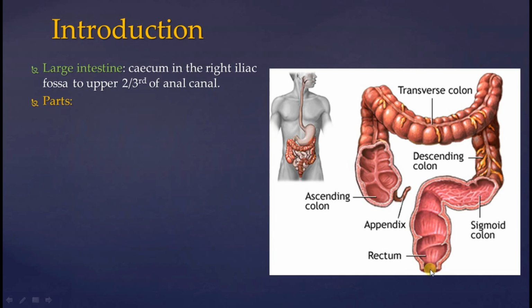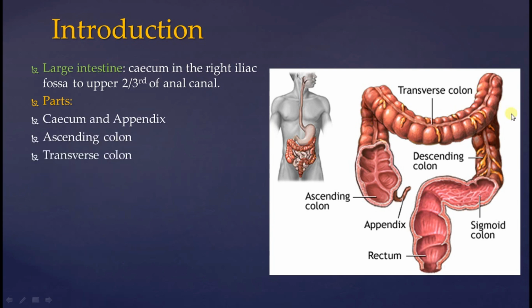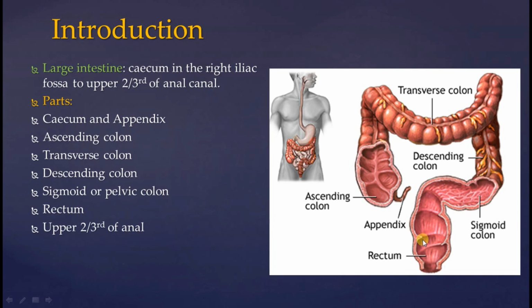So to just name the parts of the large intestine, it starts with caecum and the appendix, followed by that ascending colon, transverse colon, descending colon, sigmoid colon, rectum, and it ends as the anal canal. Only the upper 2/3, because the lower 1/3 is actually from the skin derivative from the ectoderm.